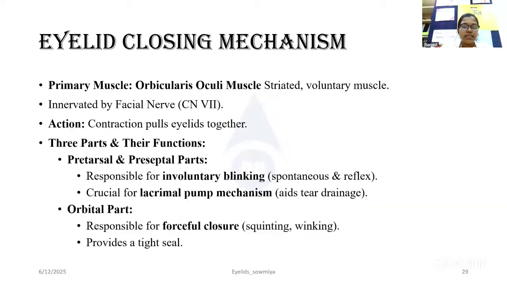Eyelid closing mechanism. Primary muscle: orbicularis oculi muscle, a striated voluntary muscle innervated by the facial nerve, the 7th cranial nerve. Action: contraction pulls the eyelids together, three parts and their function. Pre-tarsal and pre-septal parts are responsible for involuntary blinking, spontaneous and reflex, crucial for the lacrimal pump mechanism, which aids tear drainage. Orbital part is responsible for forceful closure, squinting, winking, and provides a tight seal.